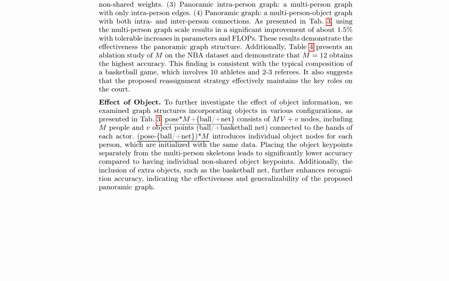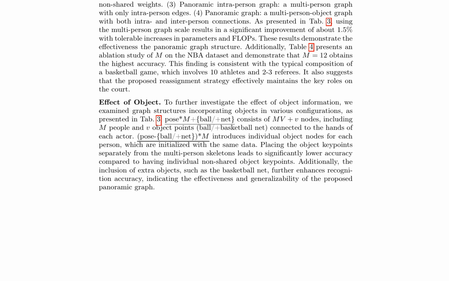Additionally, the effect of object information is examined, and the results show that incorporating object keypoints into the graph structure leads to significantly higher accuracy, and that placing object keypoints separately from the multi-person skeletons results in lower accuracy. The panoramic graph structure is shown to be effective in capturing the relationships between people and objects in the scene. The results demonstrate the effectiveness and generalizability of the proposed panoramic graph, which can be applied to various graph-based human action recognition tasks.